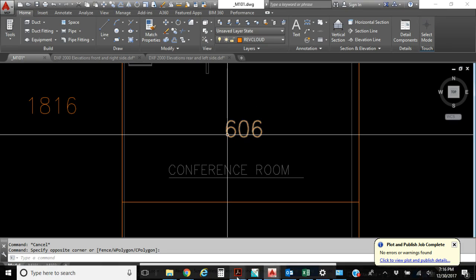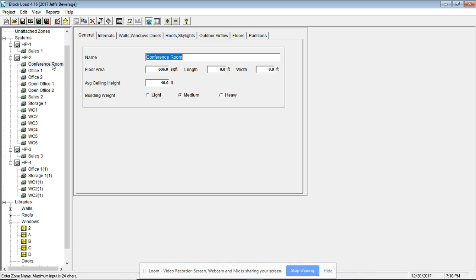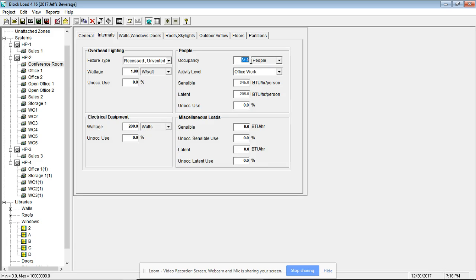So let's go back to the calculating. Conference room, 606 square feet. It does have a 10-foot ceiling. That's correct. I remember the conference room is on the second floor. Internals, 31 people. And let's just say there is one computer in there.